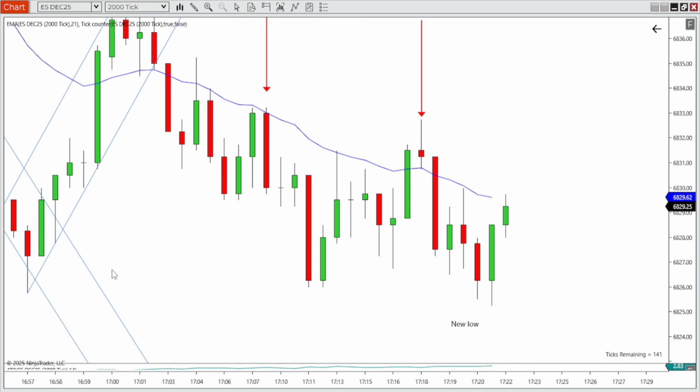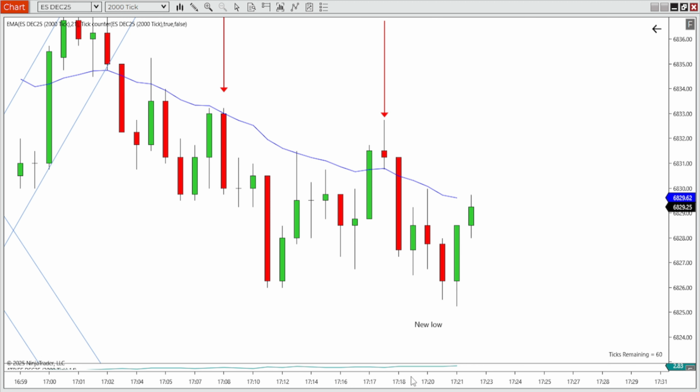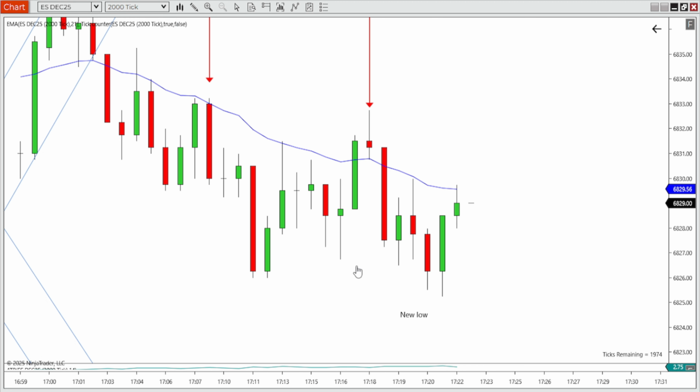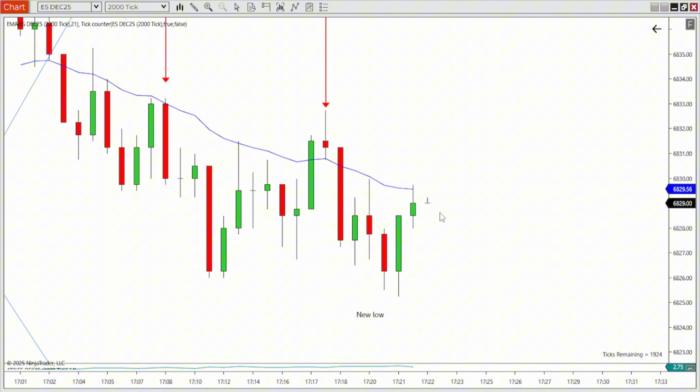Unfortunately, we did not get filled and market made the new low, so things like that could happen. I'm gonna have to forget it and move on to the next trade.